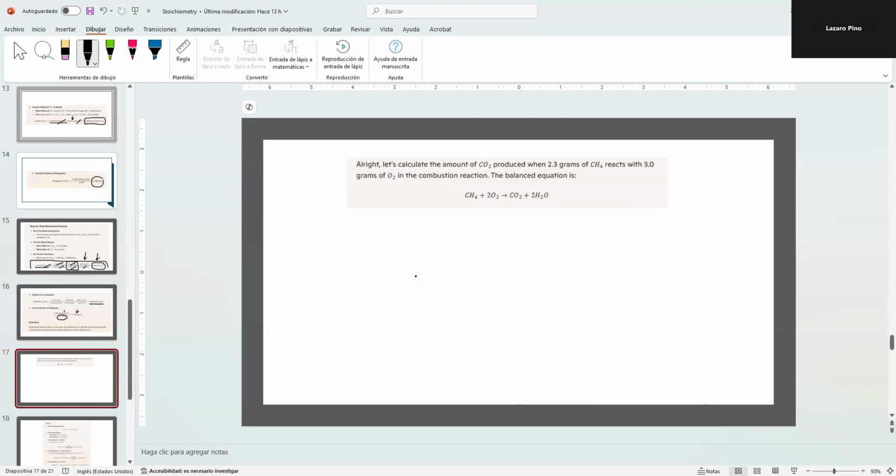Well. Let's calculate the amount of carbon dioxide that can be produced when you burn 2.3 grams of methane. And this methane reacts with 3 grams of dioxygen. Well, in this case, you have the mass of one of the reactants and the mass of the other reactant.